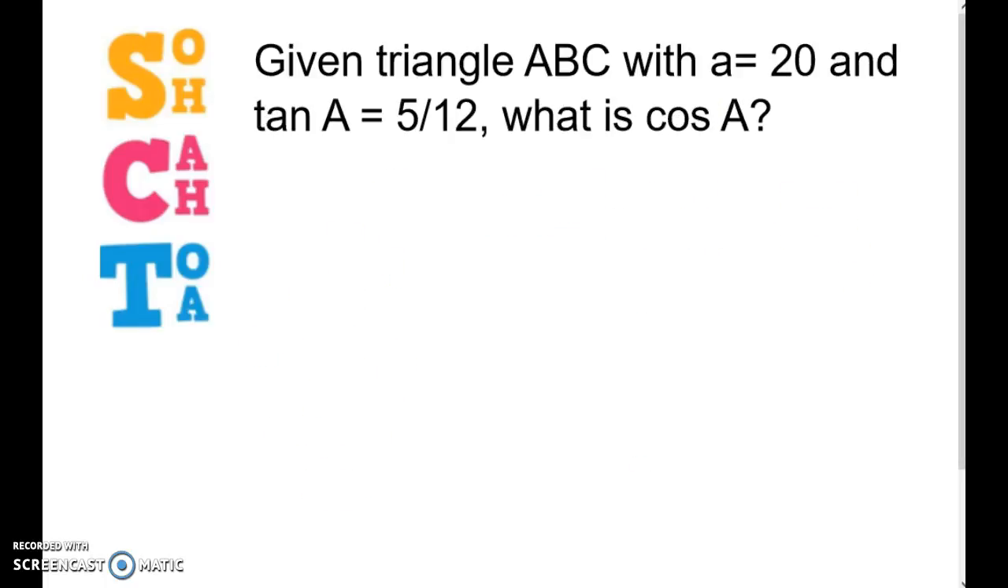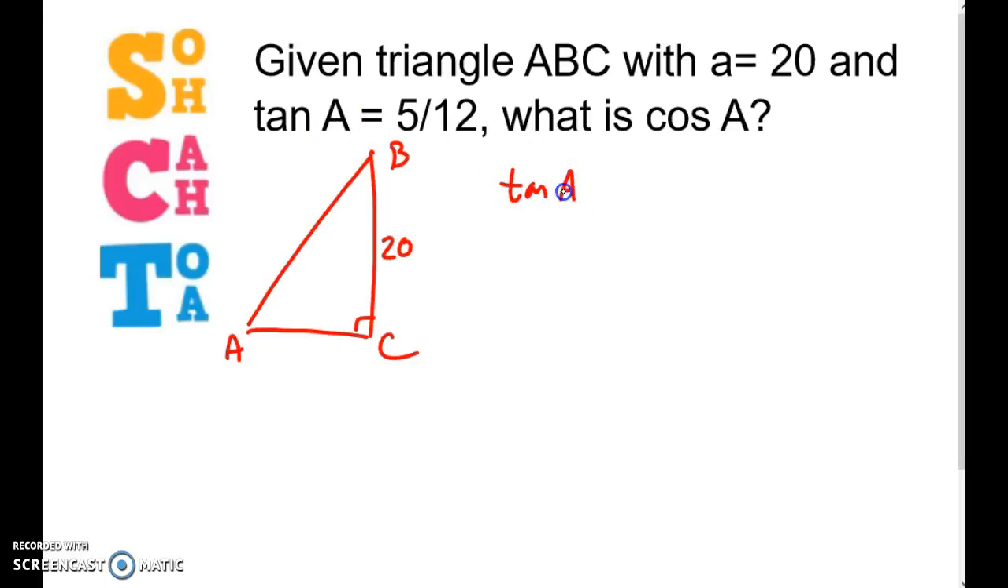So again, we got a triangle ABC, pretty similar setup. Might be nicer if they told us which one was the right angle. We know that A is 20, and we know that the tan of A is 5/12. What we're going to do is try and figure out the cosine of A. To find the cosine of A, I need to know the adjacent, and I need to know the hypotenuse.